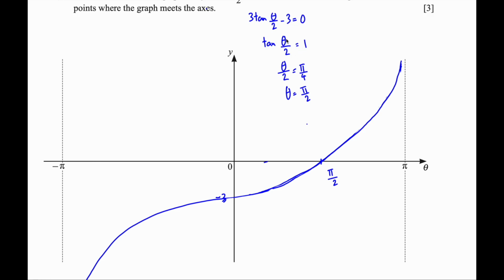I get tangent of theta over 2 is 1. Therefore, theta over 2 should be pi over 4, because this is a famous angle. Tangent of what angle is 1? That's 45 degrees, or pi over 4. Having said that, theta is found to be pi over 2, and that's right here. So you just connect it and make sure you do not pass these two asymptotes.